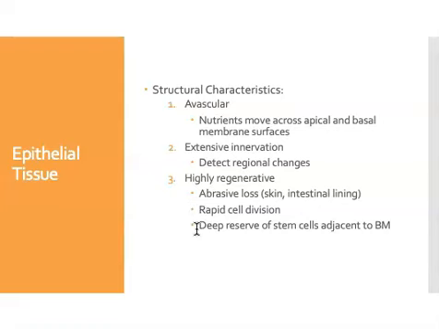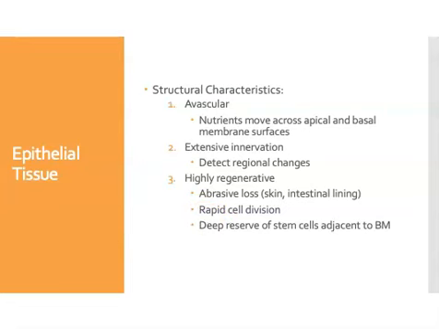Now, in order to be highly regenerative, a tissue has to have something else. It has to have a reserve of cells deep down within its layers that are able to do all of this rapid cell division. Those are what we call stem cells, and stem cells are abundant in epithelial tissue.